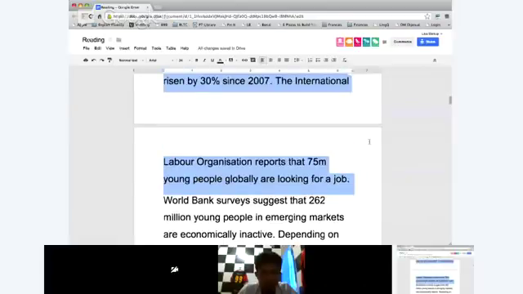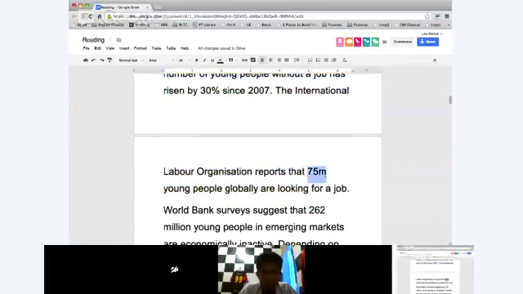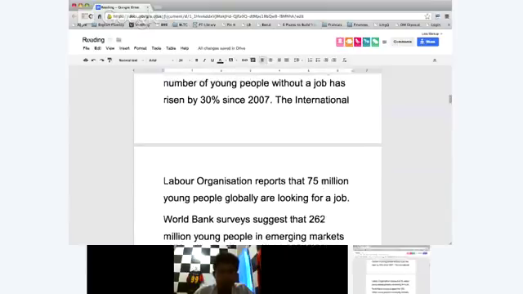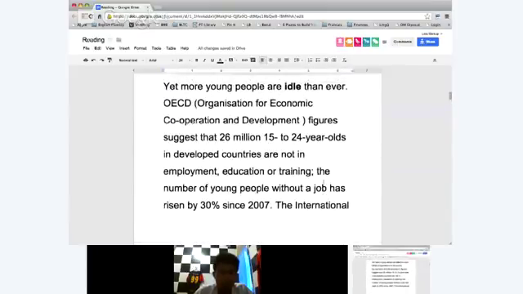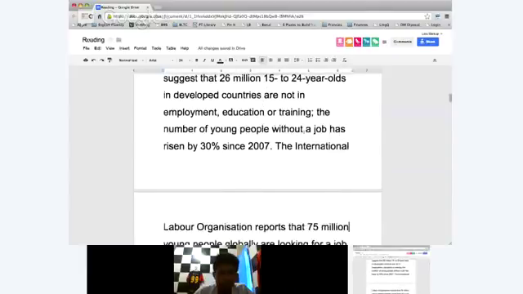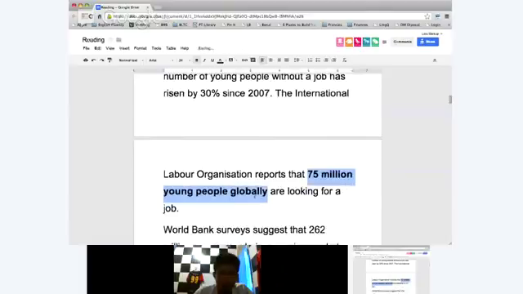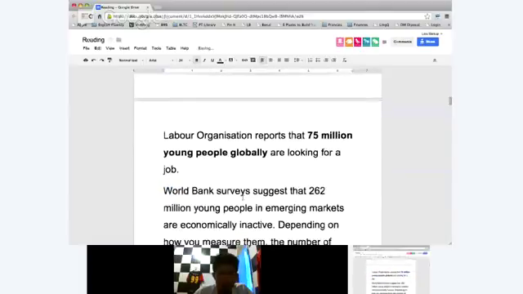Yeah. So here in this magazine, The Economist, which comes from England, they use 75M to mean million. We don't do that in the United States. We just write out 75 million. So sometimes I've written it out and sometimes I left it with just the M, but that's what it means. So basically, lots of young people are without a job. They don't have a job and it's getting worse. So they're saying that some people are reporting that up to 75 million young people globally, so that means all around the world, are looking for a job.